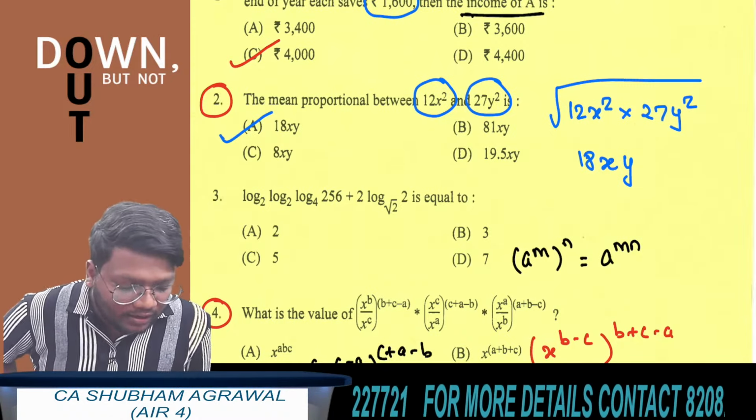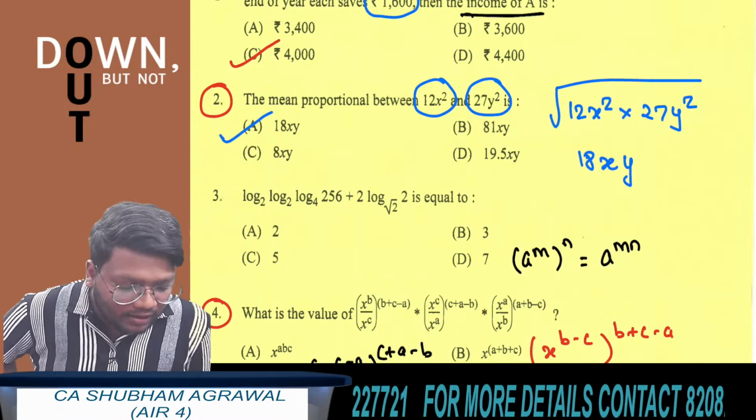Now find log 4 to the base 2. We can write 4 as what? 2 square. So the value of log 4 to the base 2 is 2. Now what is the value of log 2 to the base 2? If number and base are the same, then the value of the logarithm is what? 1. So the value of this complete term is 1.